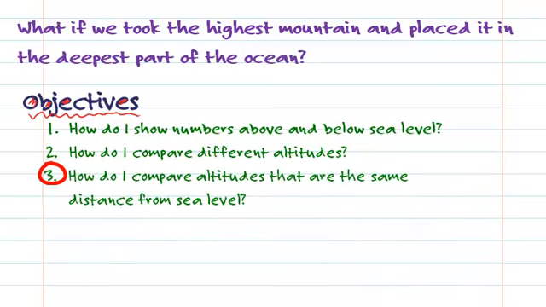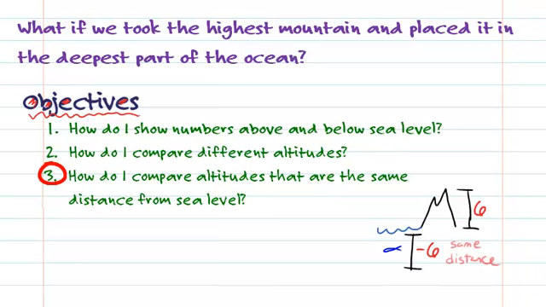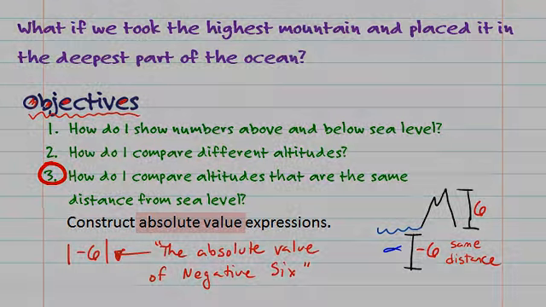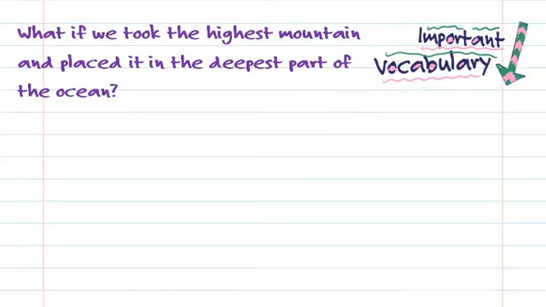How do I compare altitudes that are the same distance from sea level? Remember, one of our distances will be above sea level, and one of them will be below sea level. In order to do that, we will need to construct absolute value expressions to model this situation. Here are some important terms that we will need to know to answer this question.